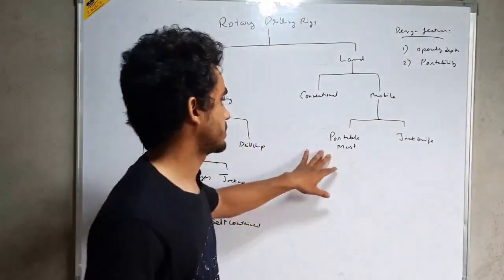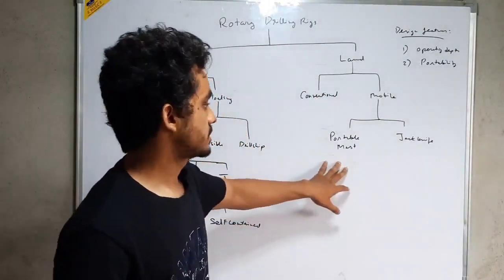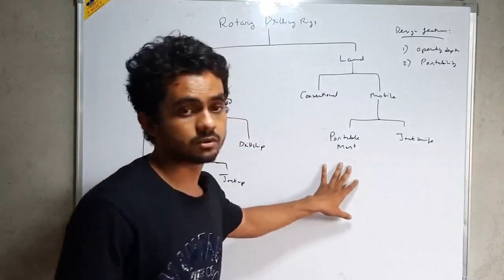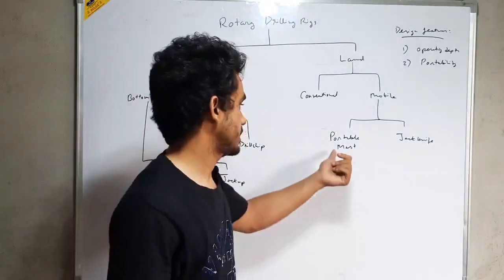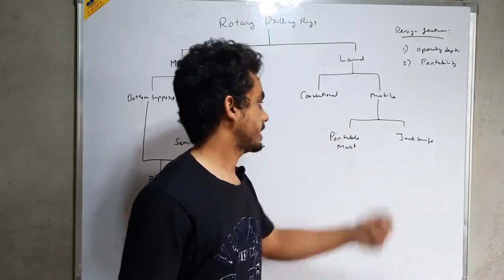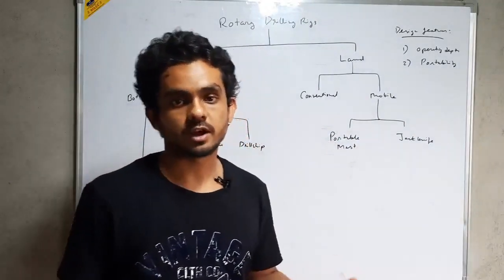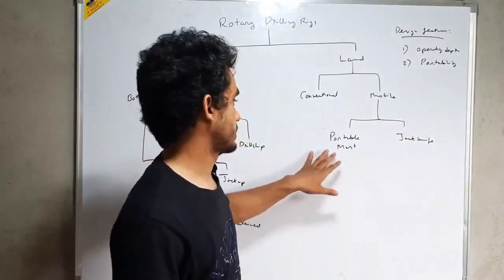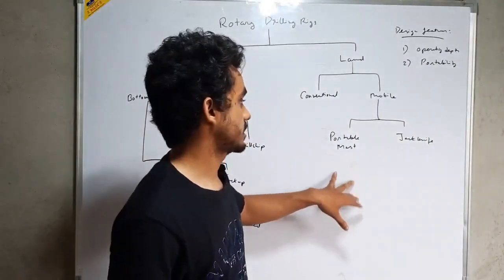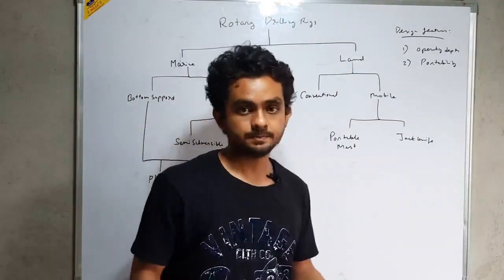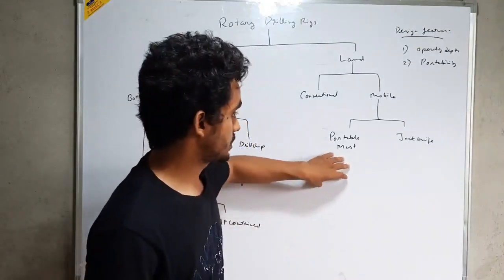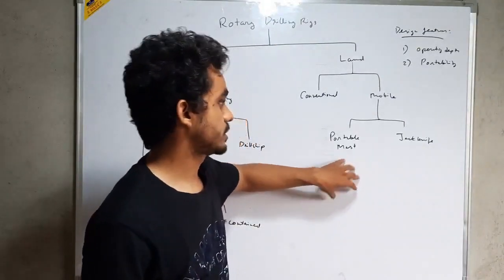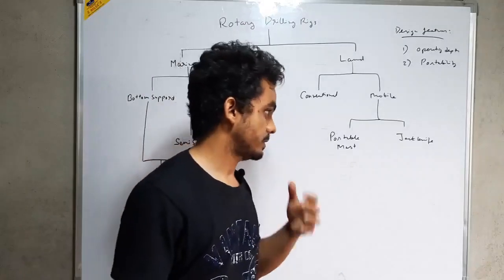Then we have portable mast. This portable mast is generally skid mounted on trucks. That means they are attached at the back of a truck, and the truck can go from one place to another, and using that truck, this portable mast can be transported easily. And this is a telescopic rig which can also be raised in a very short period of time.